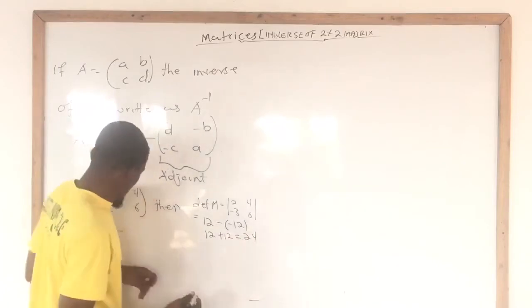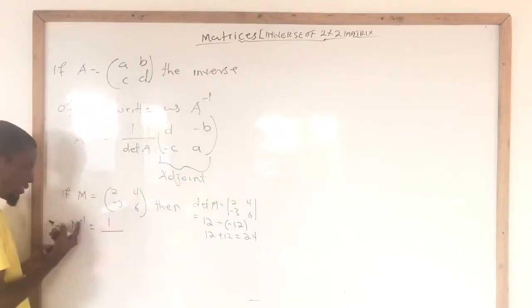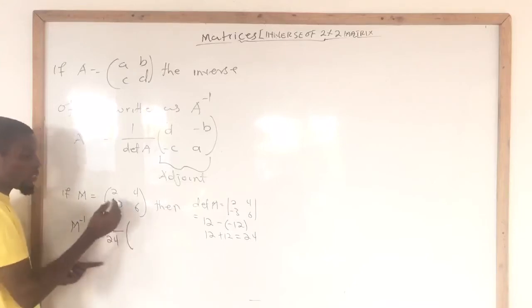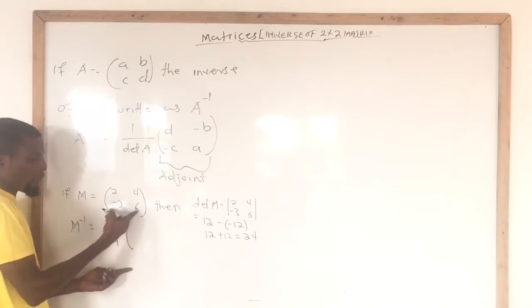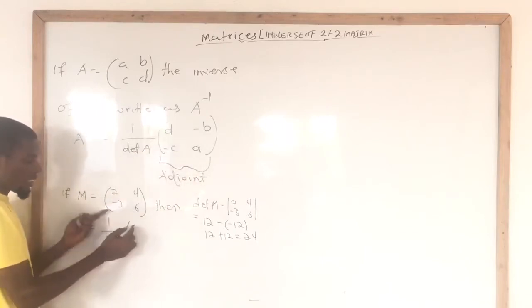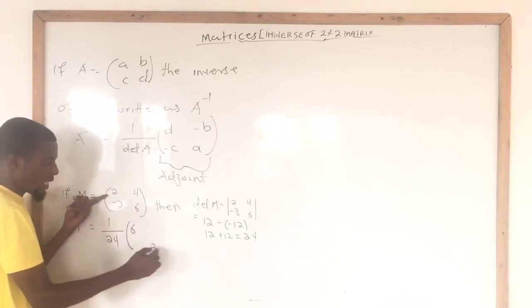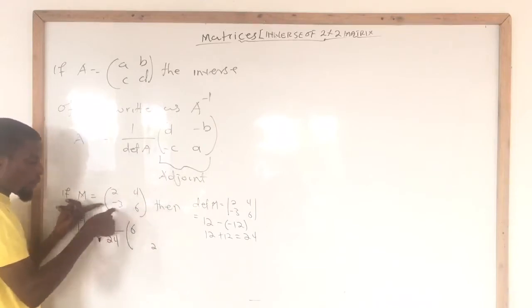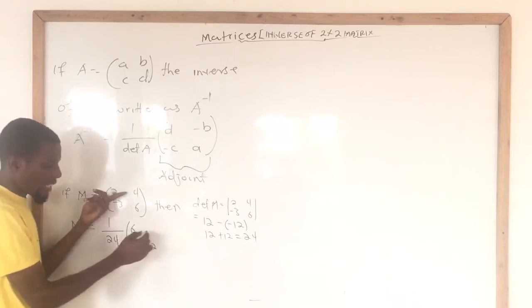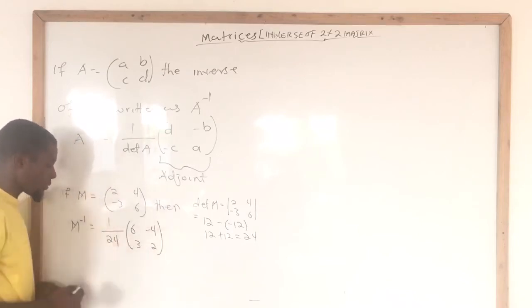Alright, so the inverse of this matrix is 1 over 24 times the adjoint of this matrix. And then the adjoint is given by what? As I said, interchange the leading diagonal, so 6 comes here and then 2 goes there. And then I negate this one. But remember, this is already negative, so when I negate it, it becomes positive. And then I negate this 4 as well.